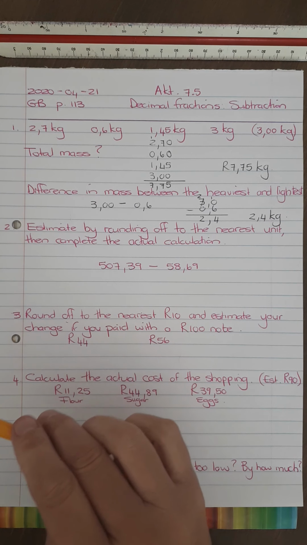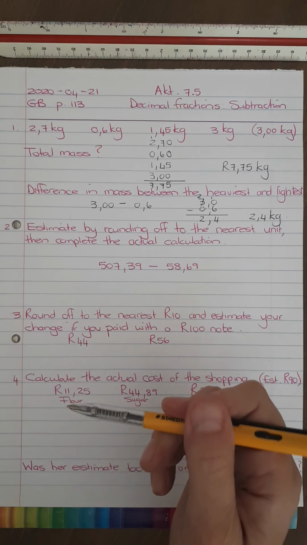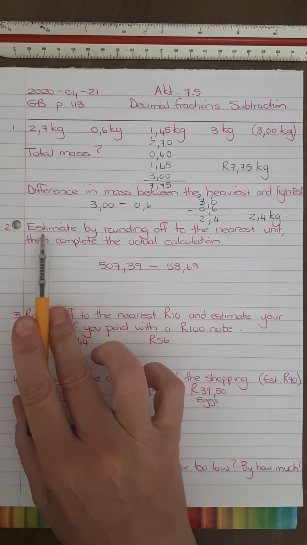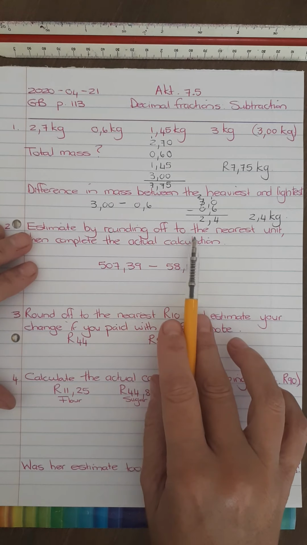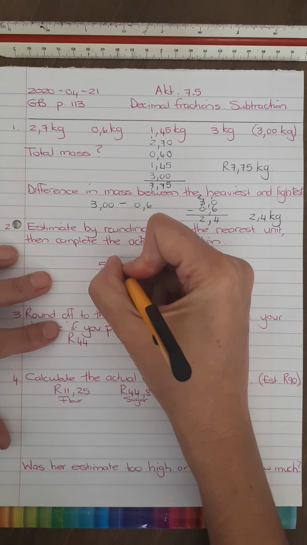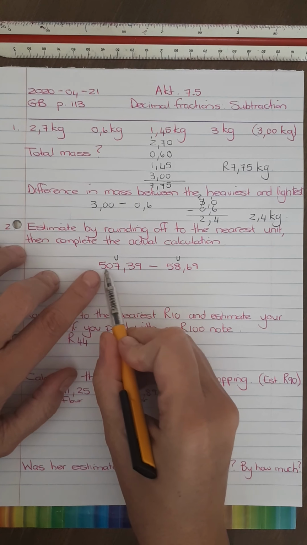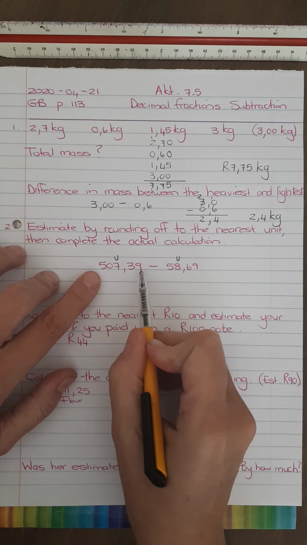Next one, number 2. They say estimate by rounding off to the nearest unit. Then complete the actual calculation. So they want you, the first part's very important. Estimate by rounding off to the nearest unit. These are my units. So I'm going to round off to these until I have no decimals in my answer.